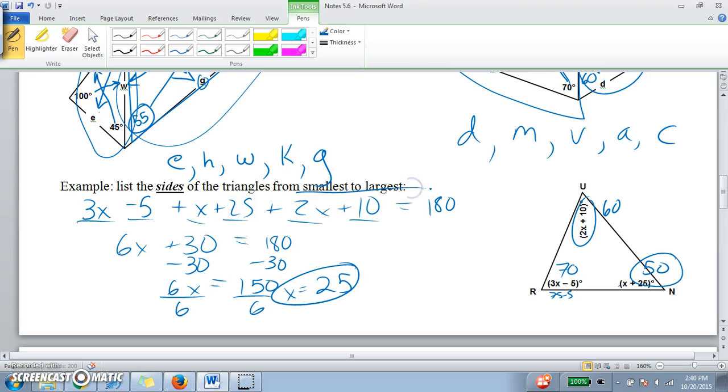It says go from smallest to largest, and it says list the sides, not the angles. So 50 is across from this side, which is RU. So RU is the smallest. 60 is across from RN. And the last side is across from 70, UN.